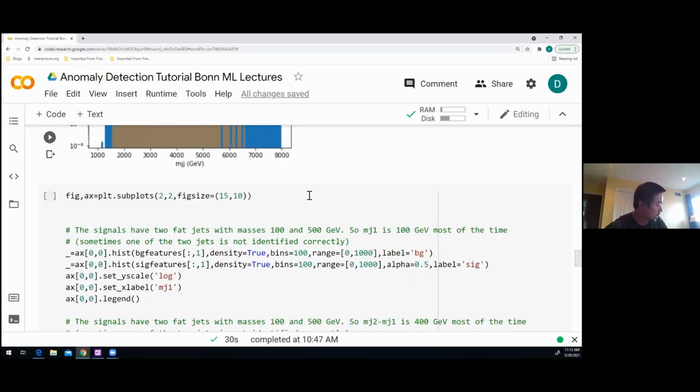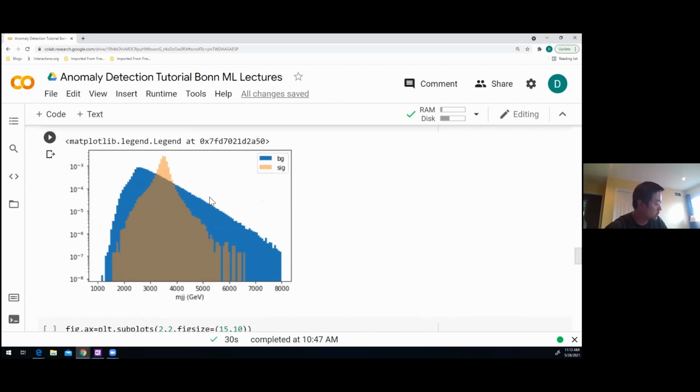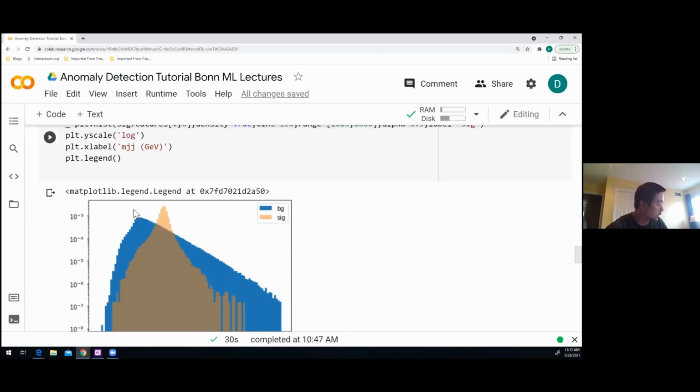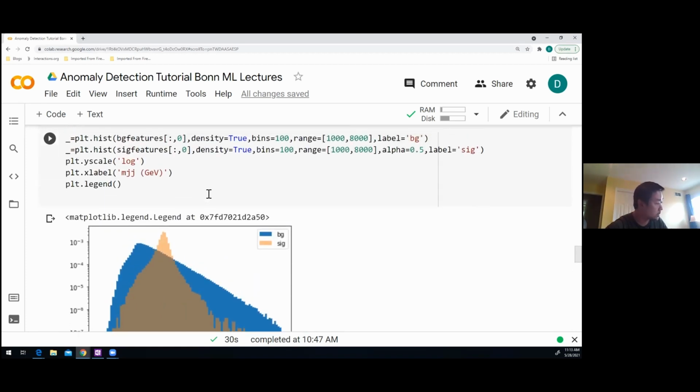Okay, so here's a plot of the features. Oh, sorry, so here's MJJ. Okay, you see that the signal lives at MJJ of 3.5 TeV. Okay, this is a lot of signal. So we provided people with up to 100,000 signals and 1 million backgrounds. Okay, and I think actually I normalized these plots. Did I normalize it? Yeah, I normalized these plots to unit area.